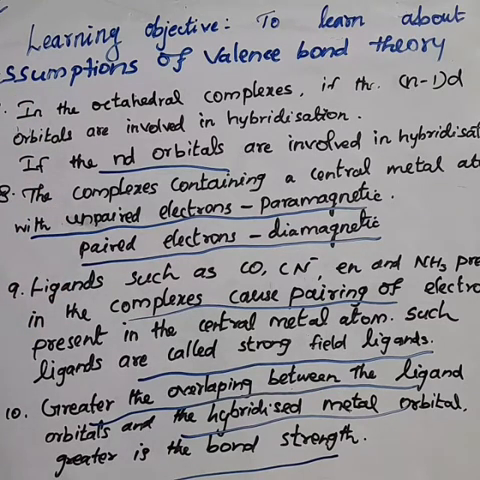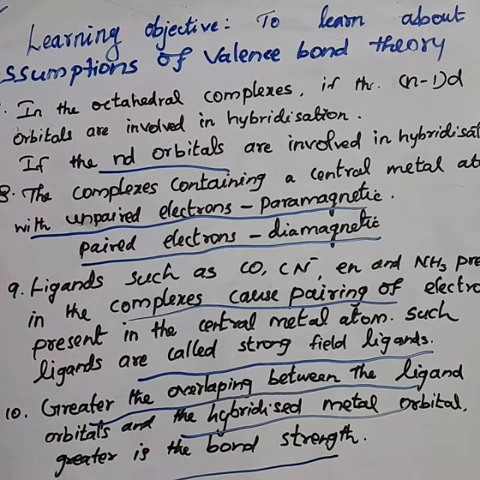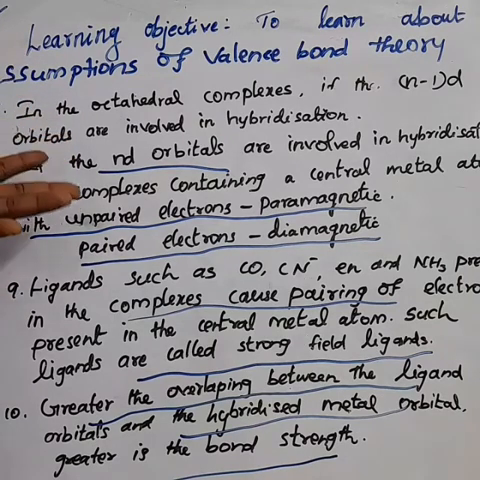Next, about the ligand character. Each ligand should have at least one filled orbital containing a lone pair of electrons. What is the third point? The central metal atom present in the complex provides the required number of vacant orbitals. Next, the process of hybridization, the fourth point.